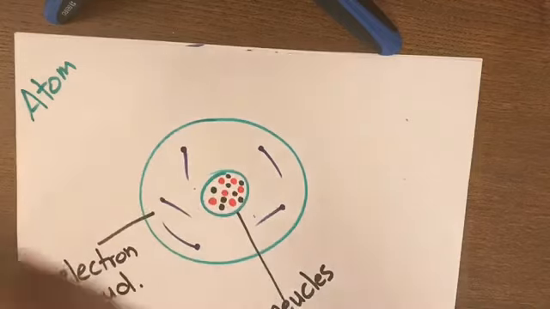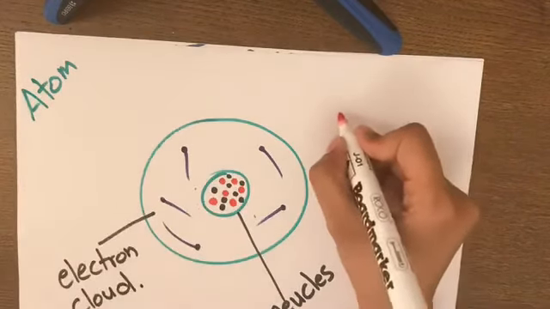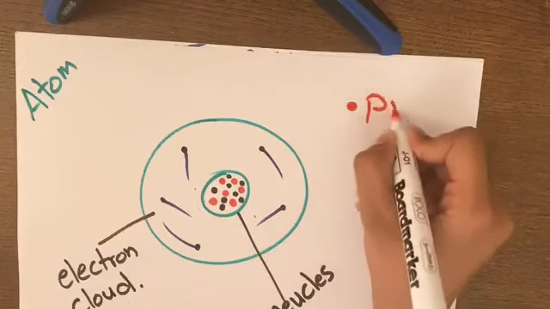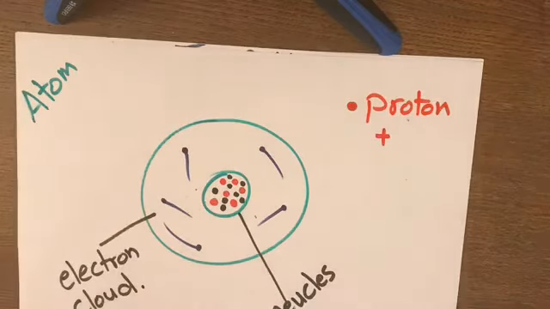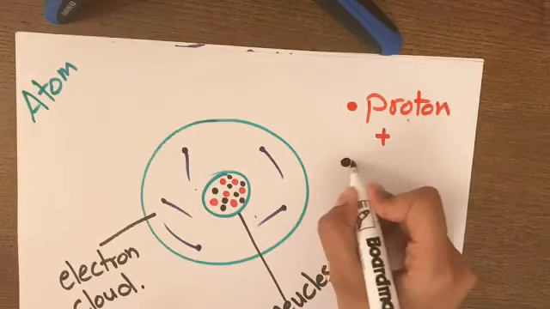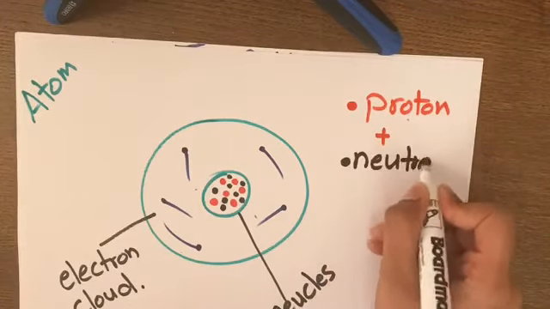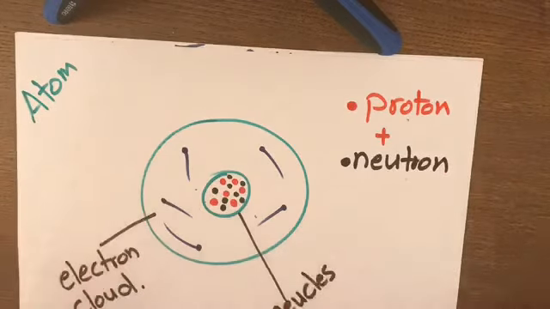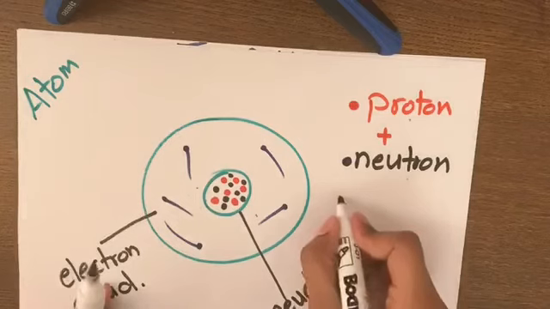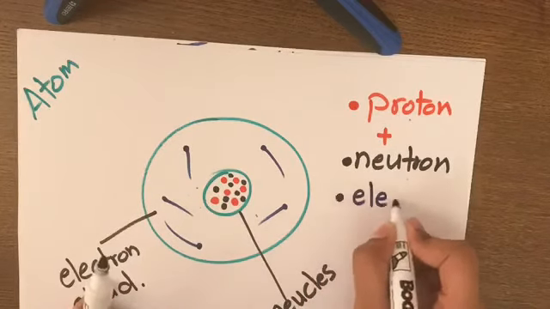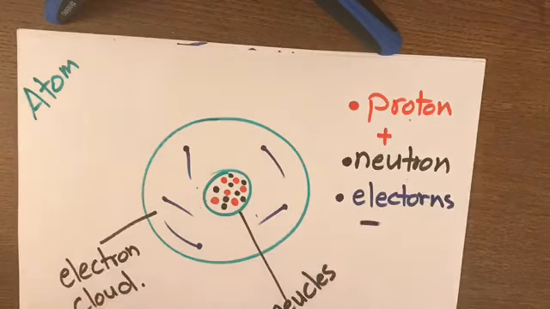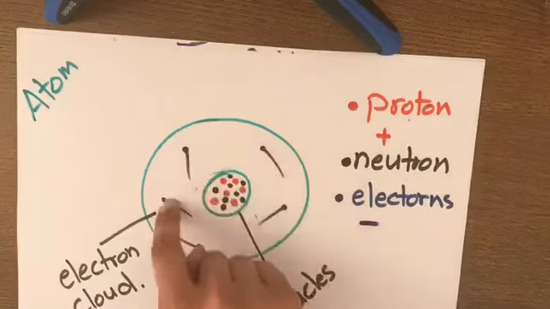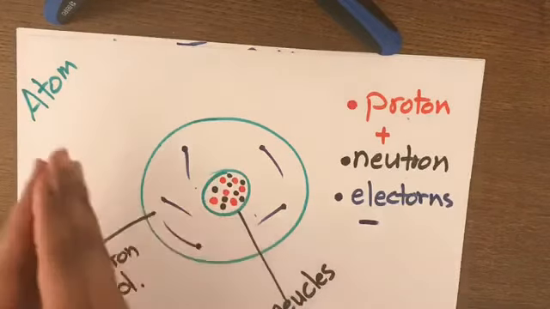So, an atom has a proton, which has a positive charge. Then, next to the proton, I have a neutron, which doesn't have any charge. Then we have electrons, which have negative charges. Now, let's see how electrons can move from one atom to another atom.